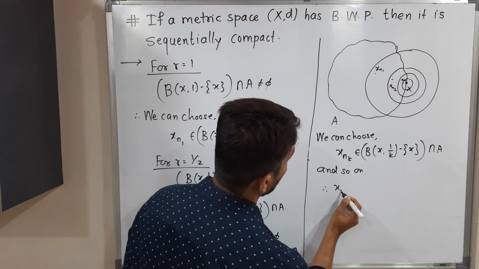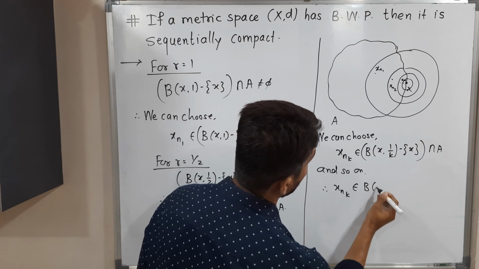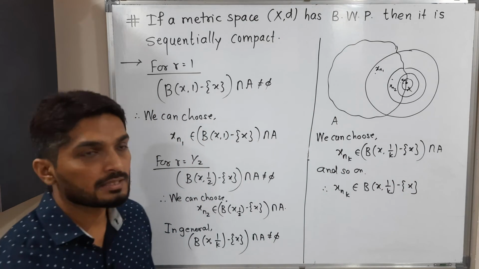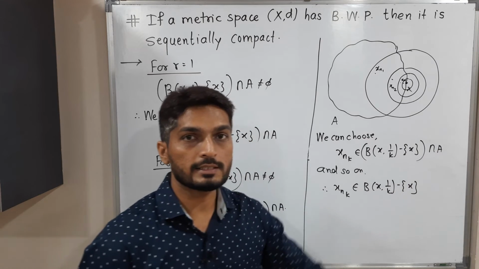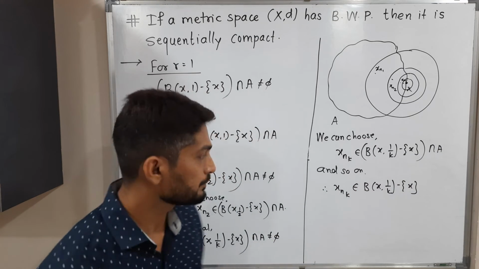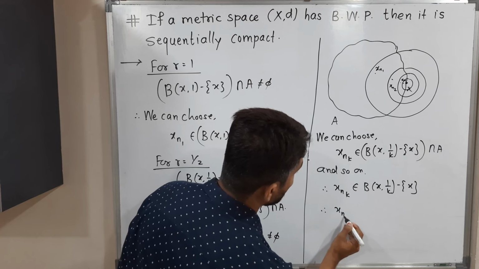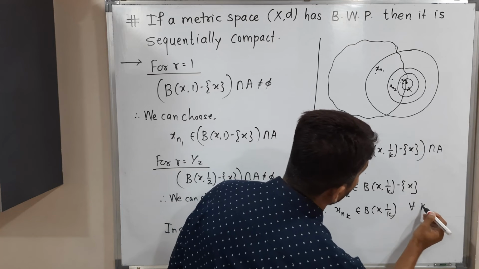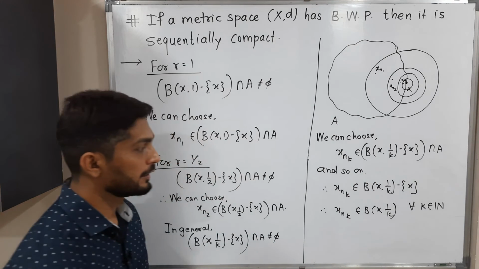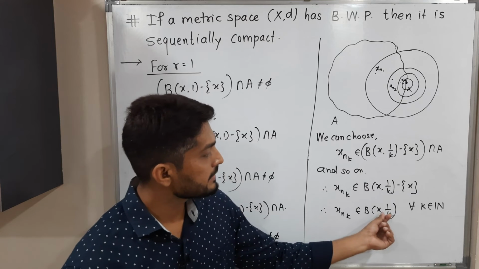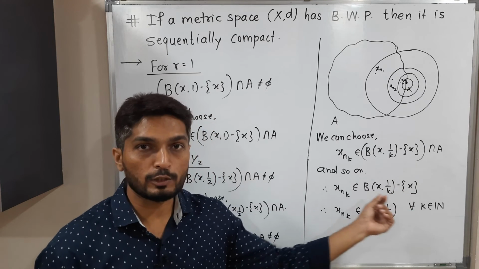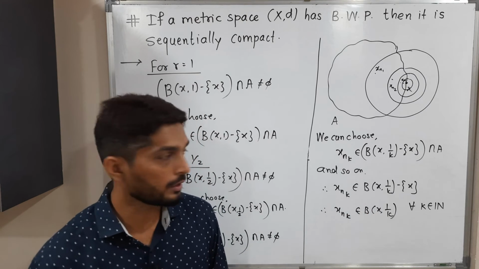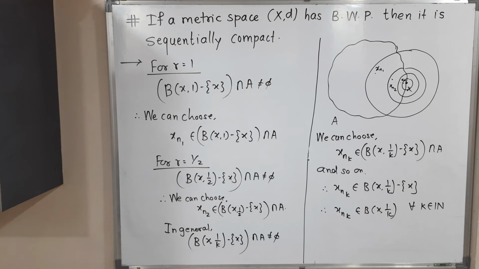So basically xn k belongs to B(x, 1/k) minus singleton x. It lies in the intersection, that means it lies in the first set as well as in the second set. So I am considering it is in the first set. Therefore xn k belongs to B(x, 1/k) for all k belongs to the set of natural numbers, getting the point? If you remove x, then also all these points lie inside the ball. So I can easily see it lies inside the ball.